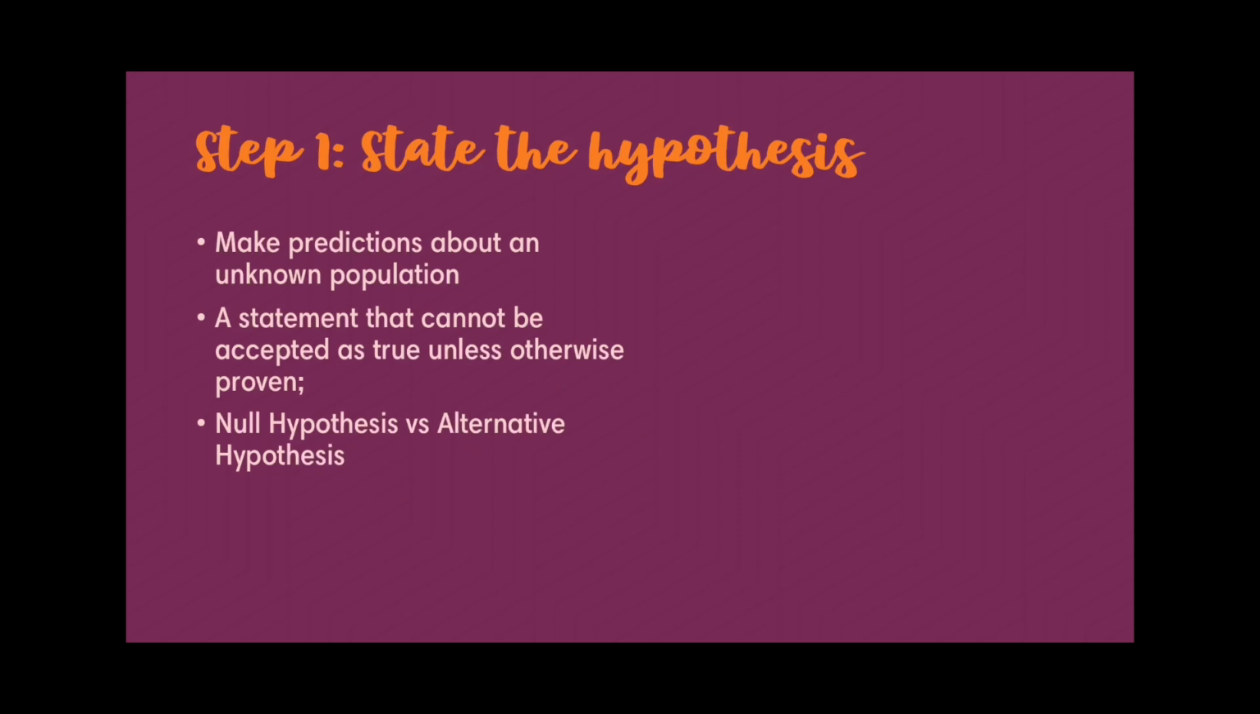So the first step of doing hypothesis testing is to basically state the hypothesis. And if you're doing this in the context of research, there are certain research questions, especially the terminal research questions, that basically would guide you in terms of what hypothesis you would have to state. So basically, a hypothesis is a prediction or an intelligent guess about the behavior of variables in an unknown population. A statement that cannot be accepted as true unless otherwise proven. So that's the nature of science.